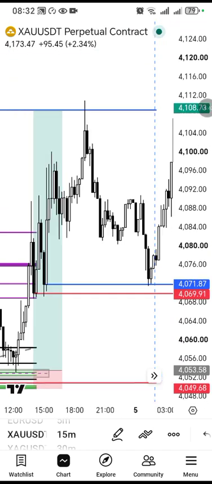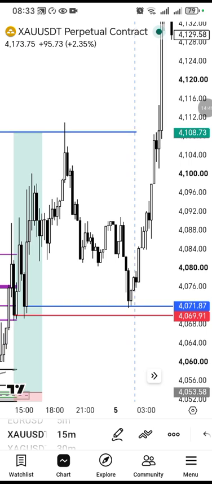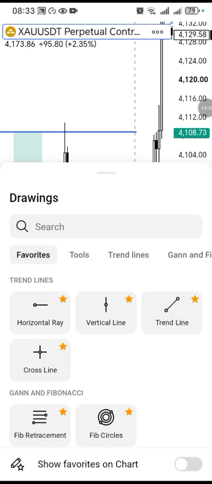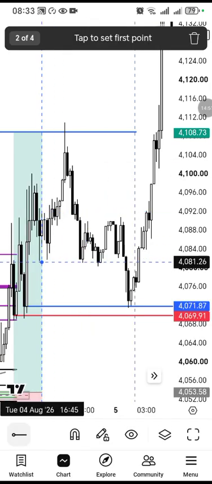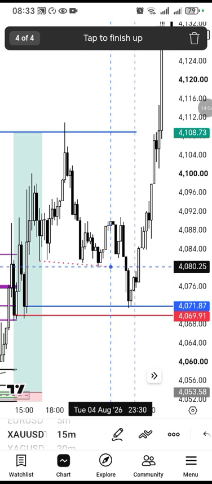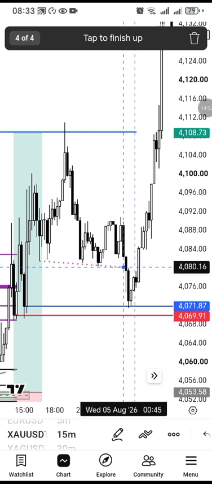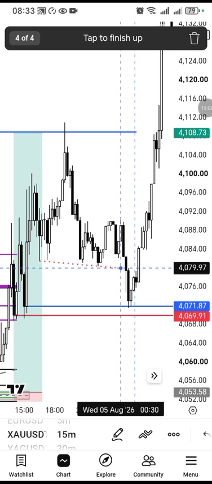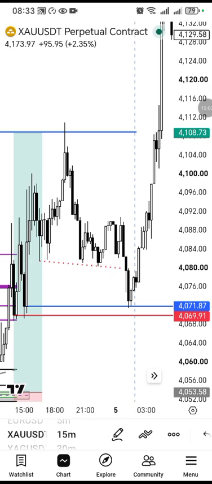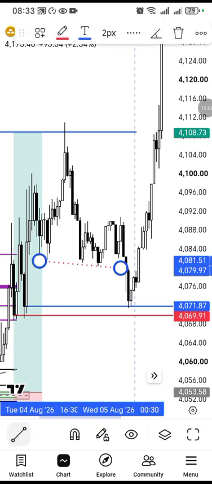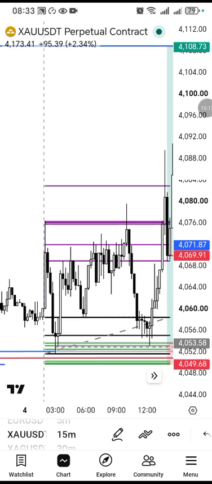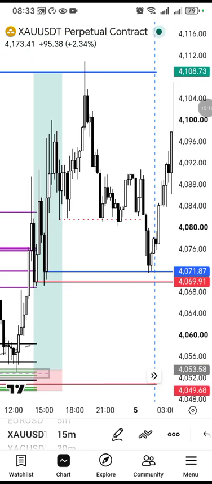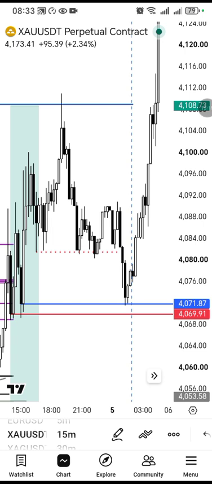So with the protected low, we now look for what? Inducement. Where is our inducement or our liquidity? Here is our liquidity or inducement. This is our inducement. This is our liquidity. Or I can put it this way, but still it's our liquidity, even if I put it straight. So we apply our trick again.